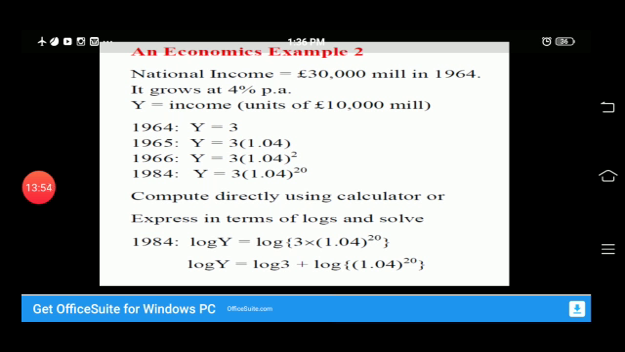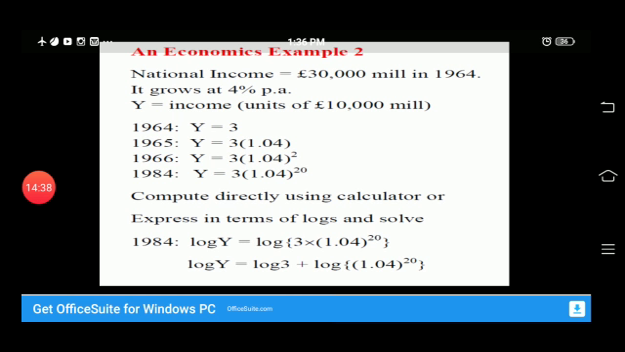An economic example 2. National income is equal to 30,000 million pound in 1964. It grows at the rate of 4% per annum. Y income is 30,000 million pound in 64. Let its unit be 10,000 million pound. So what will we write? That it is 3, and we have said that it is increasing by 4%. So after 1 year it would be 1.04 times 3, and again after 1 year it becomes 3 times 1.04 raised to power 2.